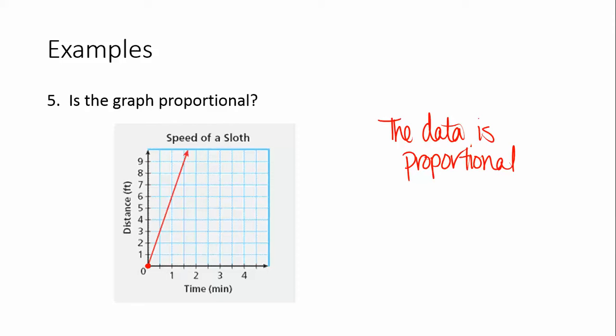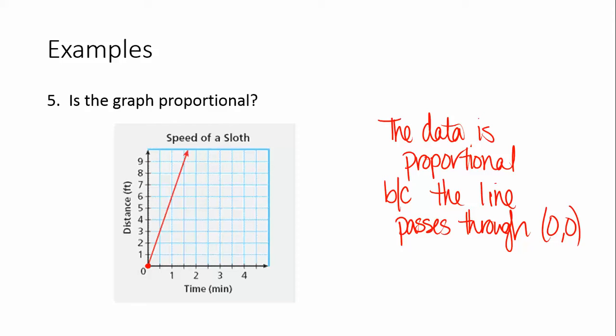And it's always important to be able to explain yourself, because the line passes through 0, 0. You can also look at distance over time. This ordered pair is 3, 1. We have 6, 2. And we have 9, 3. So if we wrote those as ratios, 3 over 1, 6 over 2, 9 over 3, they all reduce down to 3 over 1. So again, that's how you would be able to tell from the table that this data came from a proportional relationship.